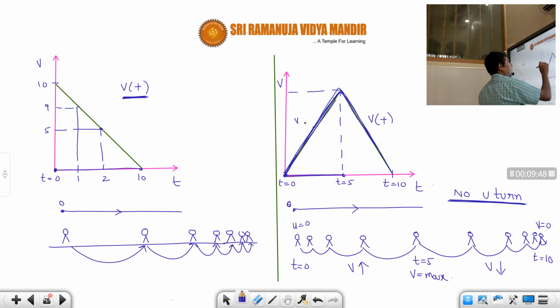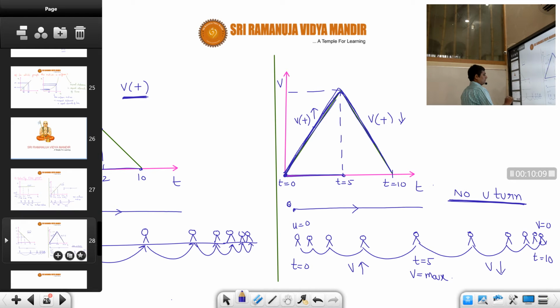Only thing is here the velocity is positive from t equal to 0 to 5 seconds, it is increasing, and velocity is positive from t equal to 5 to 10, but it is decreasing. So in both cases velocity is positive, but during 0 to 5 seconds it is increasing, then it is decreasing. That's how we should understand. But here it is not taking any U-turn, students.